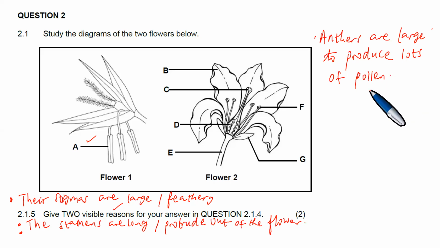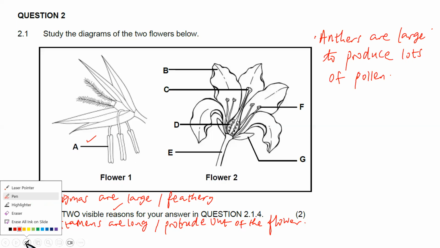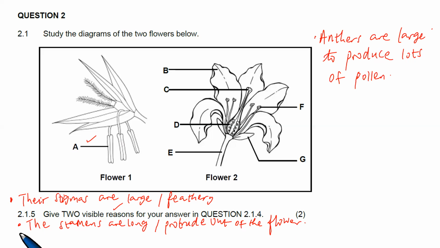The anthers are large to produce lots of pollen. That is why we're suggesting that flower one is wind pollinated. Those flowers that are wind pollinated, like flower one, have stigmas that are large or feathery, and the stamens are long and protrude out of the flower. But we also have to look at the detailed level of flowers: the anthers themselves are large to produce lots of pollen, as we saw.